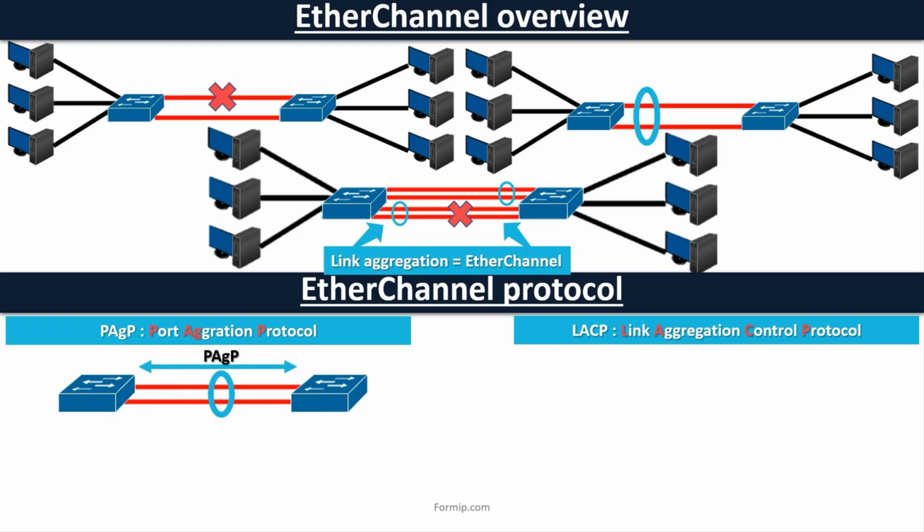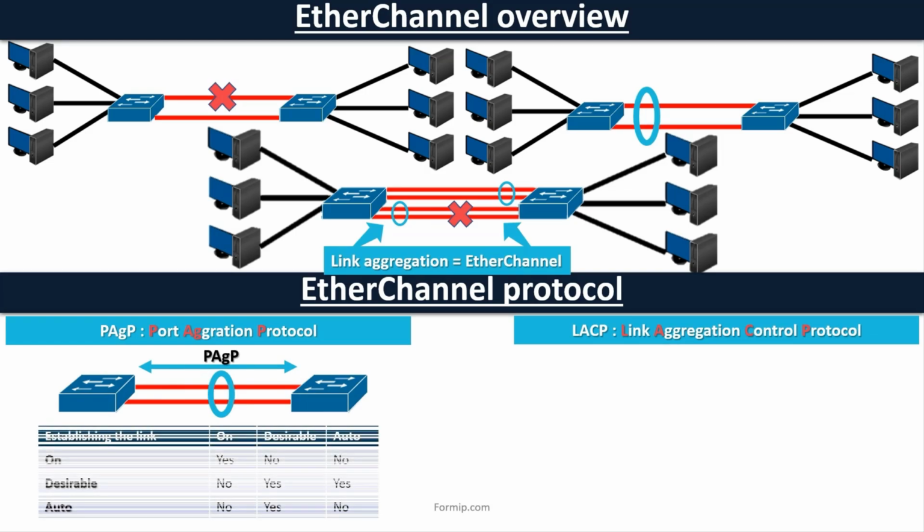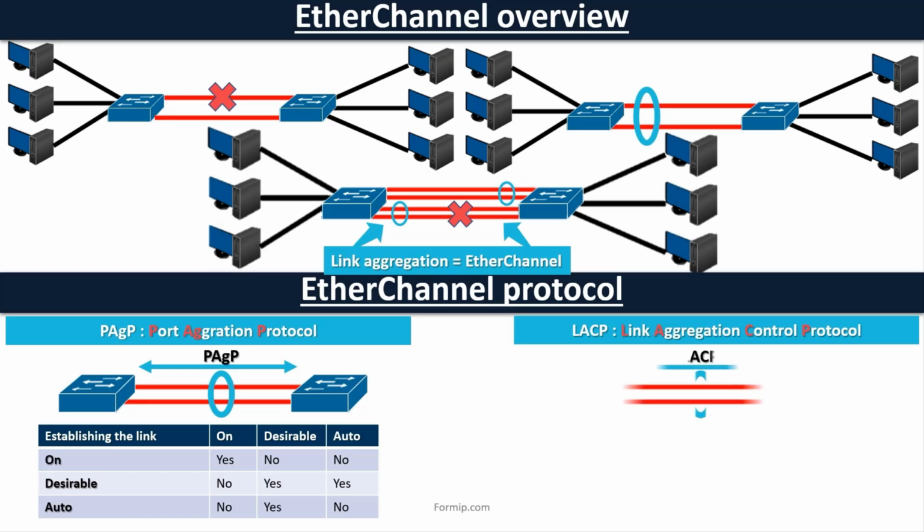PAgP is a Cisco proprietary protocol, which uses 3 statuses in its configuration. The on status is used to declare an active aggregation. In desirable mode, it makes the request with the switch opposite to create the aggregation, and the auto status will wait for the negotiation to become an aggregation. The table shows us the compatibility with the different PAgP modes.